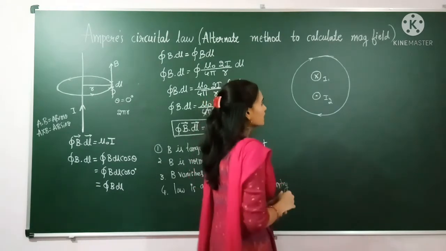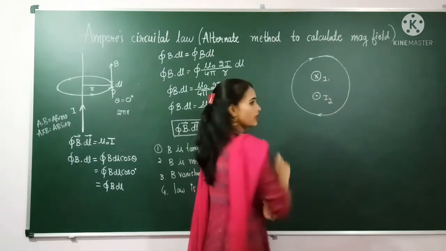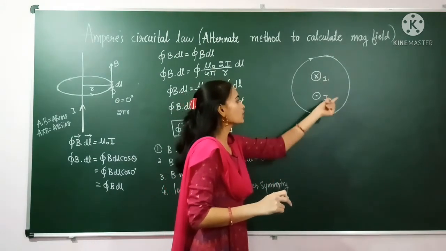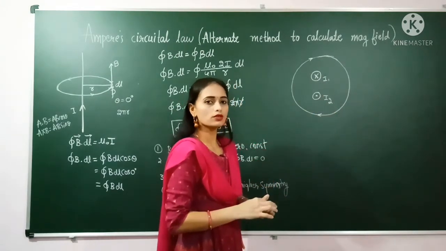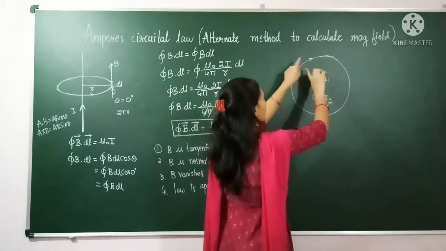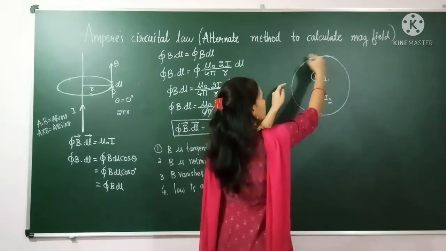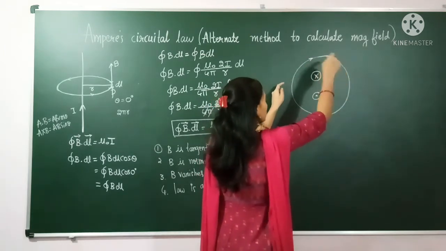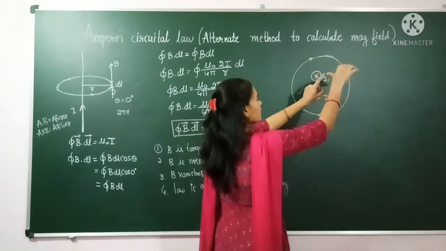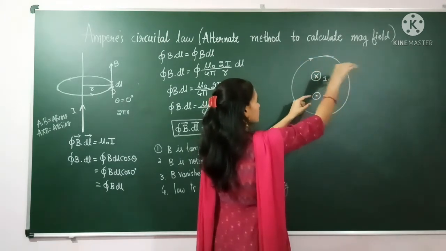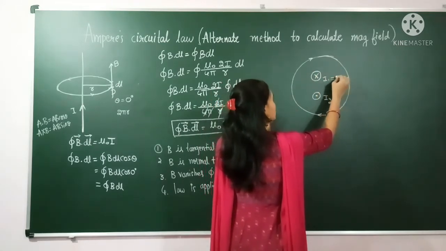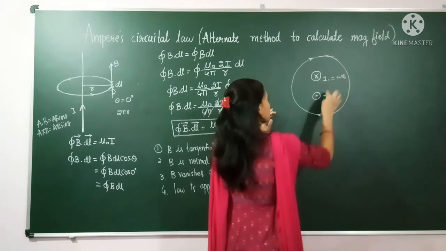Now, how do we take the I1 and I2 values as positive or negative, and how do we know whether I1 or I2 is positive? We will take our right hand and curl the fingers in the direction of the magnetic field. And then we see this thumb is pointing inward. If the thumb is pointing inward, this current will be taken as positive and the other current will be taken as negative.